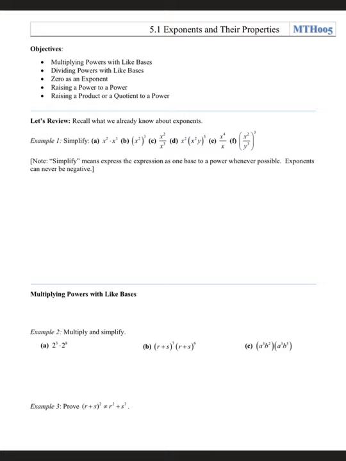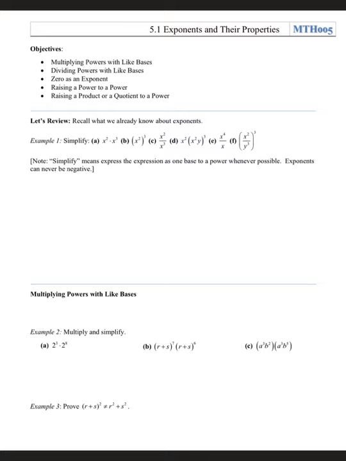So the first one, let's review. It says recall what you already know about exponents. The nice thing about exponents is you don't have to just memorize the different rules. If you understand the exponents and what they mean, it makes them a lot easier for you. So let's walk through without knowing anything about the exponent rules themselves, just using our basic knowledge that we already have. Let's see if we can simplify some things here.